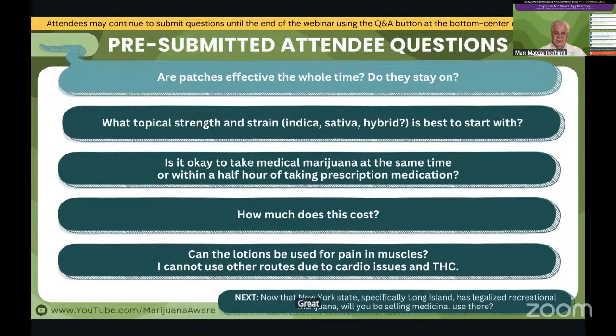Great question on this one. How much does it cost? Typically, your patches will run around $10, sometimes $12. They're typically in that area.